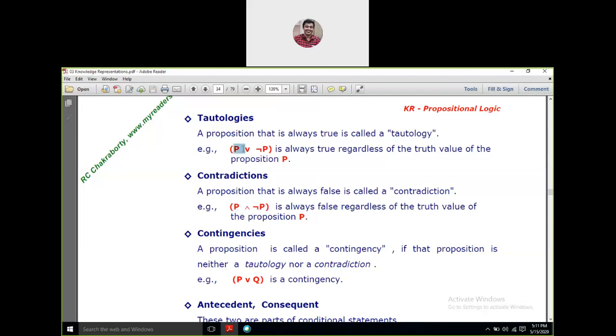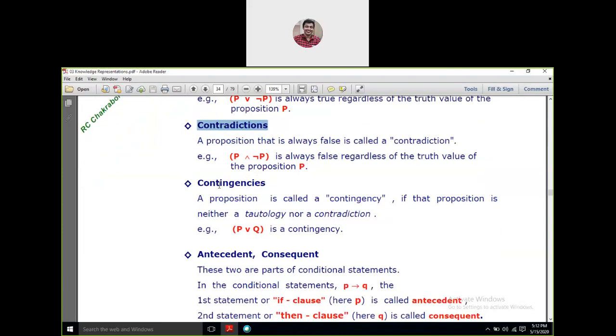Here I am having a positive P, a negative P, and I am having an OR. So in this case, whatever may be my value of P, it will always be true, right? So it will be called a tautology. I may have a contradiction. That means irrespective of the value of P and negative P, since I am having a connective AND, it will always be false. So these kinds of propositions are called contradictions.